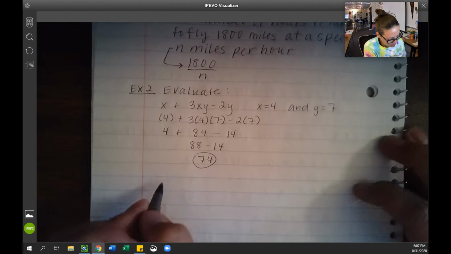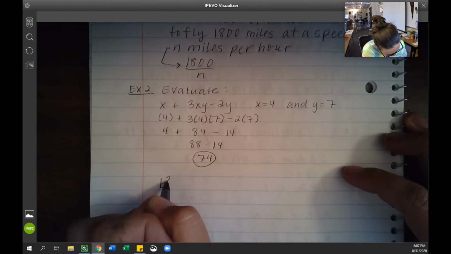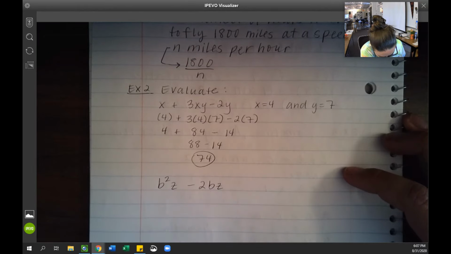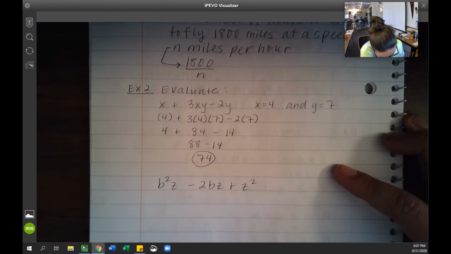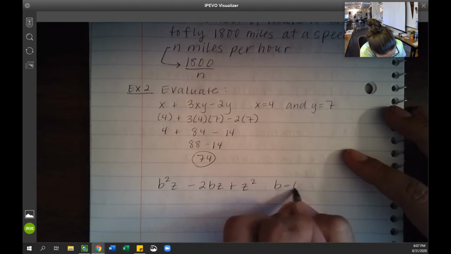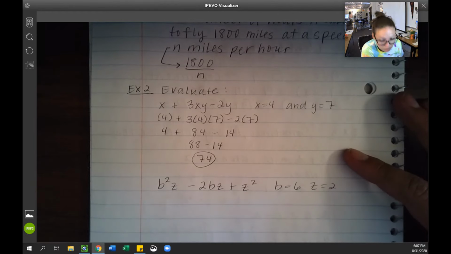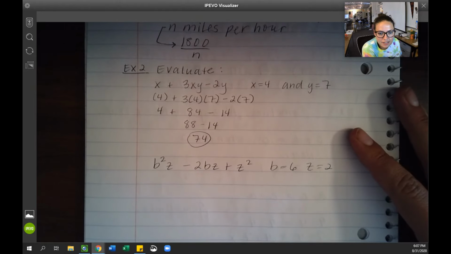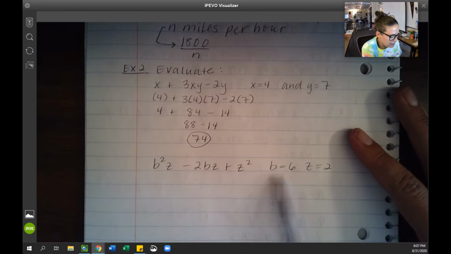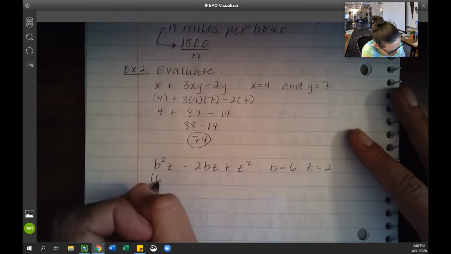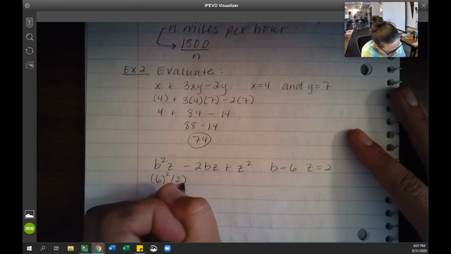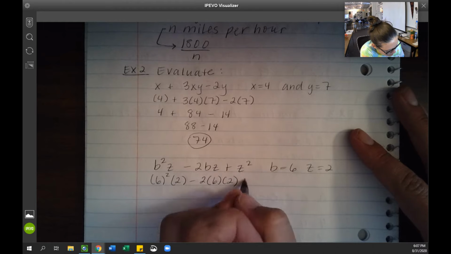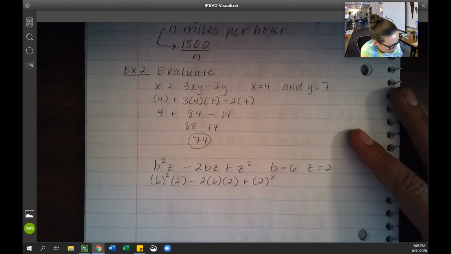Let's try one more like that. Let's say I have b squared z minus 2bz plus z squared. And we are told that b equals 6 and z equals 2. Okay, so again, I'm first going to go through and replace every b with a 6 and every z with a 2. 6 squared times 2, minus 2 times 6 times 2, plus 2 squared.